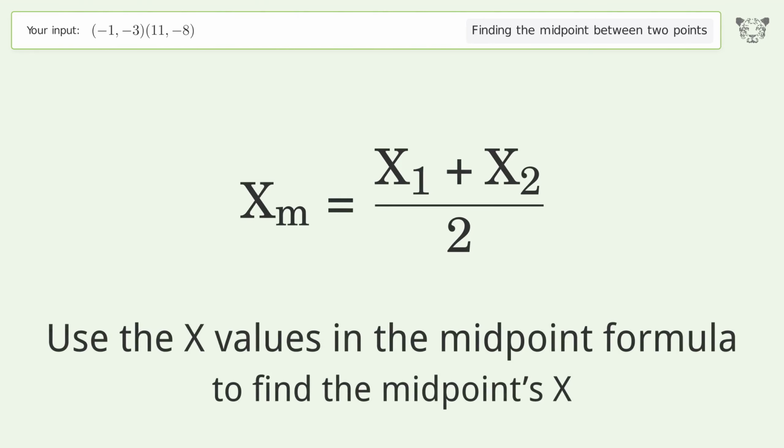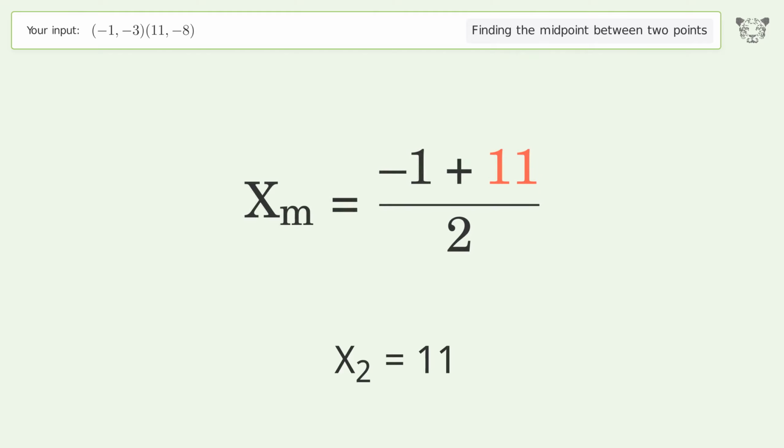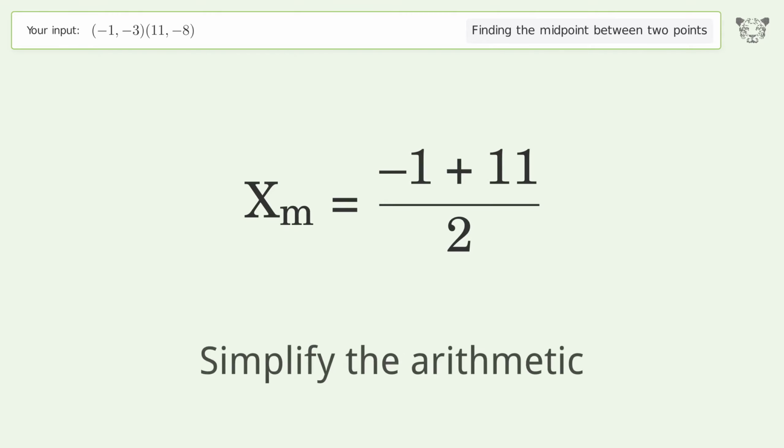Use the x values in the midpoint formula to find the midpoints x. x1 equals negative 1. x2 equals 11. Simplify the arithmetic.